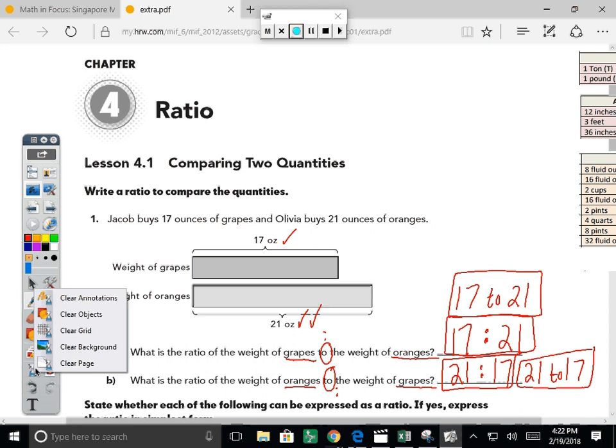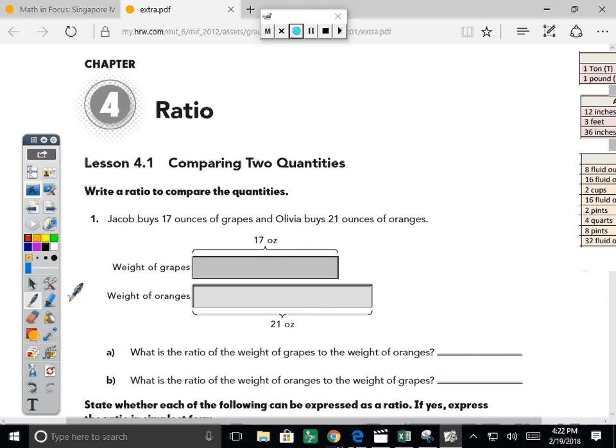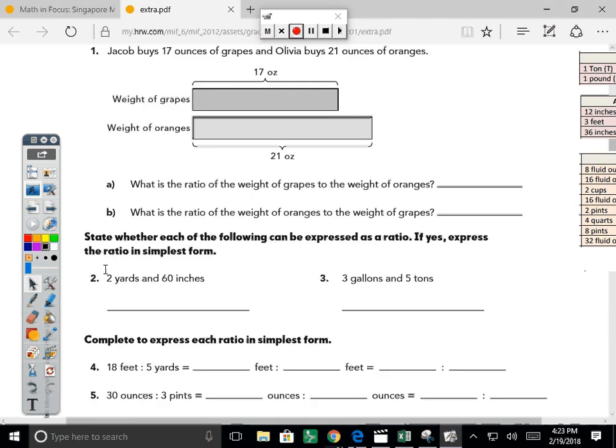Next, we're going to move ahead here, and we're going to state whether these can be expressed as ratios. So let's see if I can scroll us that direction. Sorry, because I have to move to my computer to get that to work. So here we go.